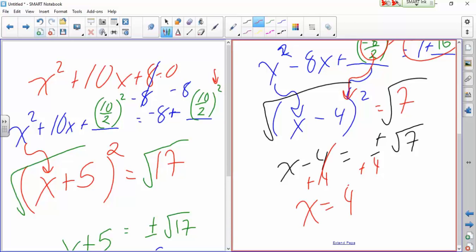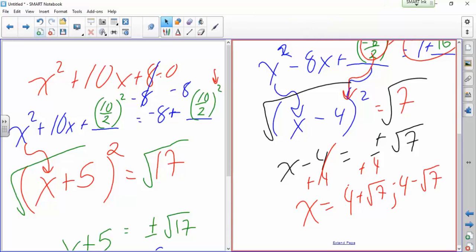Split them, break them up. x equals 4 plus the root of 7, and x equals 4 minus the root of 7. That's a semicolon to separate them. We have to split it up.